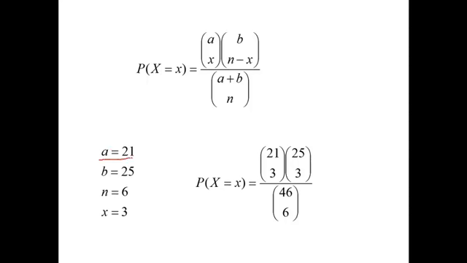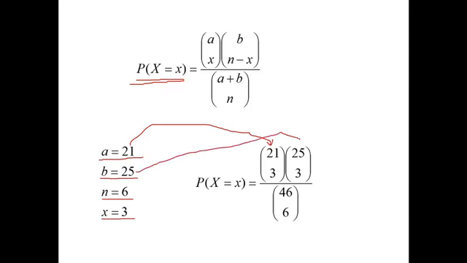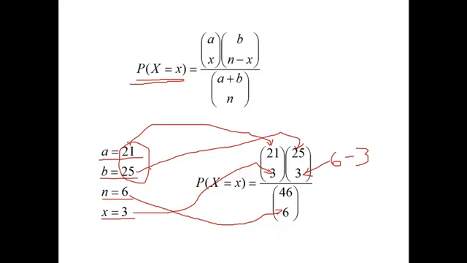Okay, so in this, A is equal to 21, B is equal to 25, N is equal to 6, X is equal to 3. We have our formula to feed here, and so we feed it. Put 21 in for A, 25 in for B, 6 in for N. Then X is 3, and this 3 right here is 6 minus 3, right? And the 46 is the 21 plus the 25.